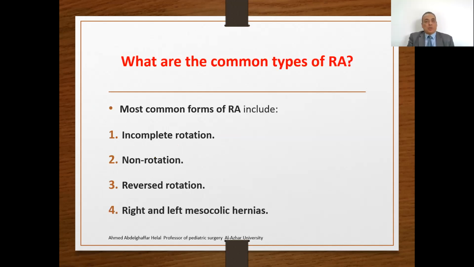What are the common types of rotational anomalies? Rotational anomalies may include, number one, incomplete rotation, non-rotation, reversed rotation, and right and left mesocolic hernias.